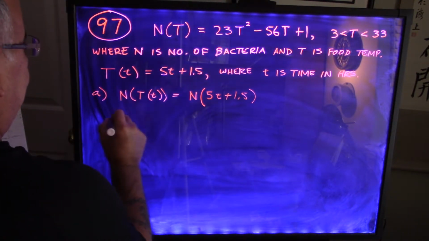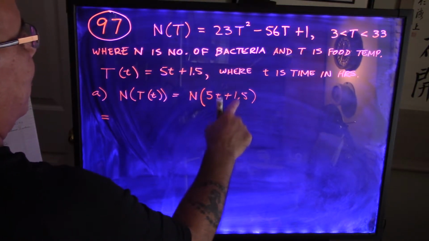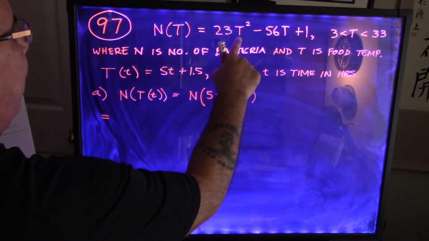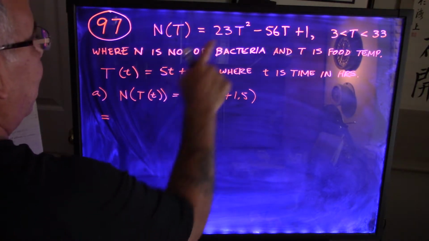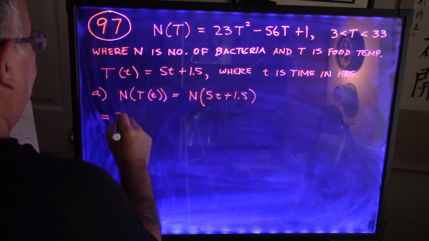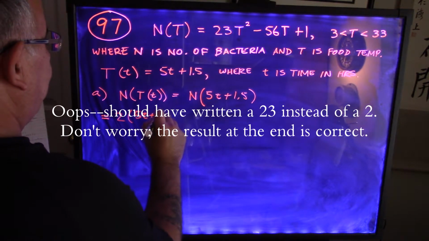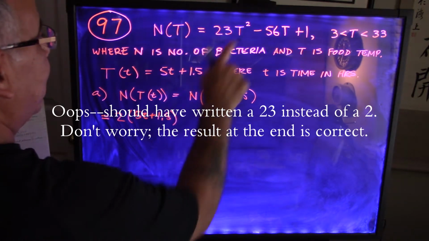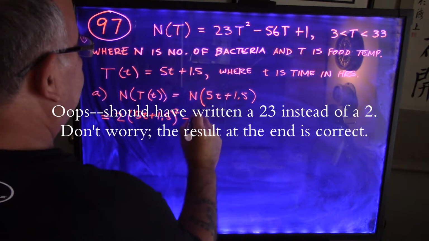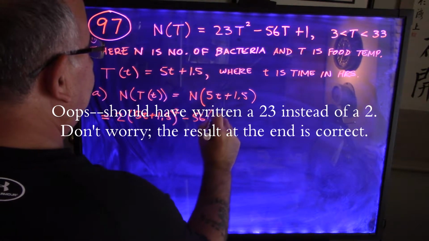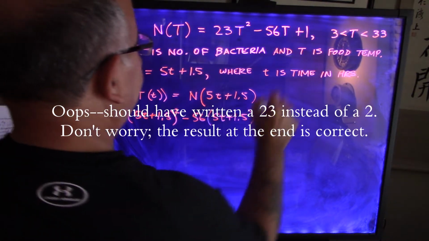Okay, this is going to be a little bit nasty. Plug in 5t plus 1.5 there, and then simplify. So we've got 23 times the quantity 5t plus 1.5, and then we're squaring that, and then subtracting 56 times 5t plus 1.5, and then plus 1.